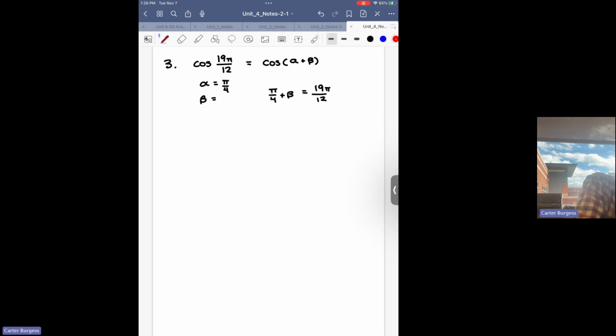So subtracting pi over 4 from both sides, I get that beta is equal to 19 pi over 12. And I'm going to rewrite subtracting pi over 4 as subtracting 3 pi over 12 to match the denominators. So minus 3 pi over 12, which again is just the same as pi over 4. This is 16 pi over 12, which we can simplify. That is 4 pi over 3.